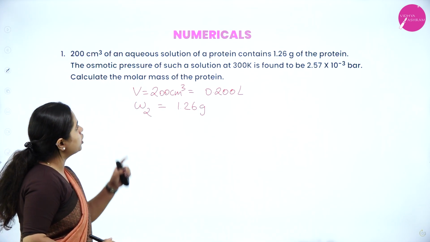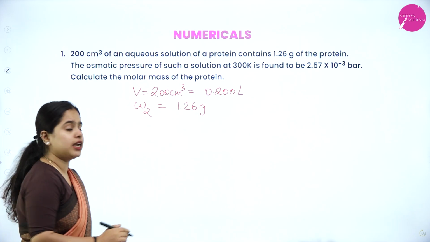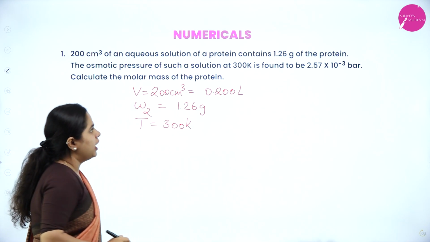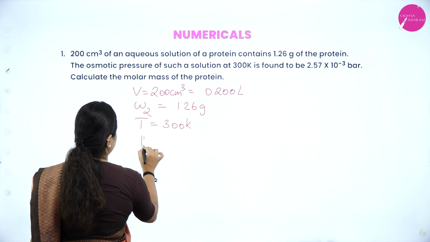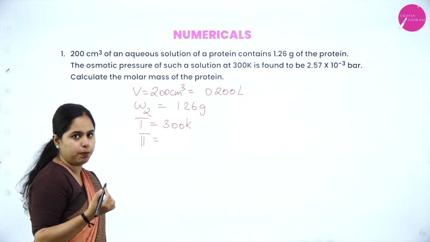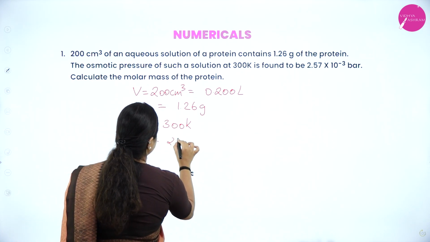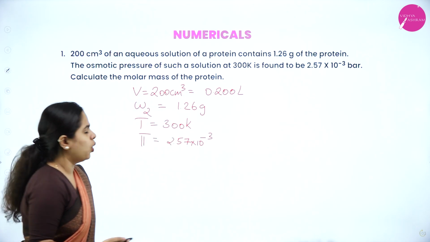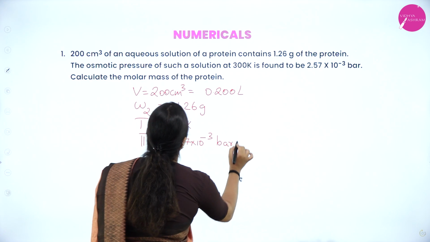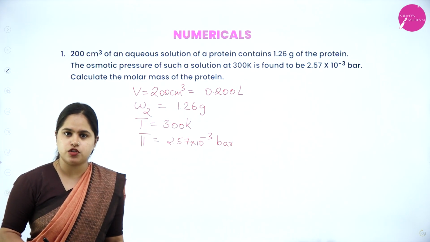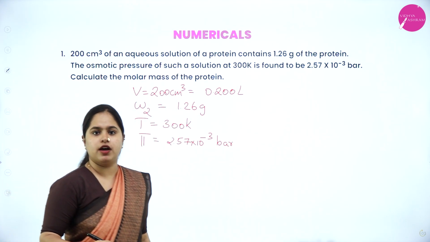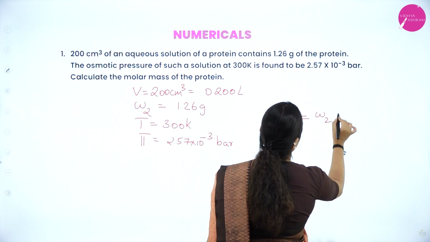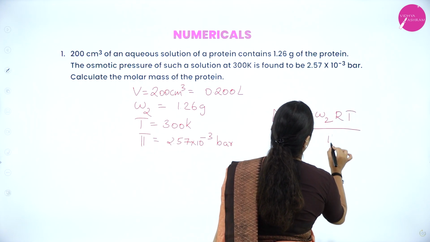Then the osmotic pressure of such a solution at 300 Kelvin. The temperature is given as 300 Kelvin. And the osmotic pressure is found to be, that is pi, we represent it by the symbol pi, 2.57 into 10 to the power minus 3. So that is the osmotic pressure. Now, what do you have to calculate? The molar mass of the protein. So what is the equation we have to use? It is M2 is equal to W2RT by pi V.